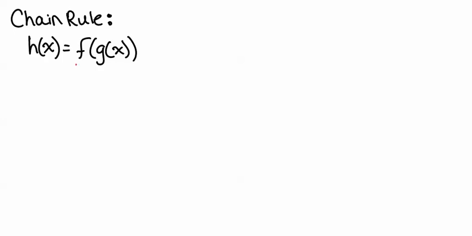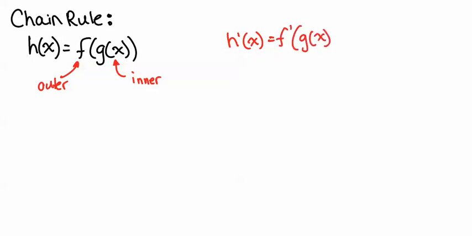So this would be the outer function, f of x, and g of x will be your inner function. So if you wanted to find the derivative of that, h prime of x, you would first find the derivative of the outer function, f prime of g of x, and then you would multiply it by the derivative of the inner function. So you're taking the derivatives of both functions. You just have to do the outer one first and leave the inner one the same, and then do the derivative of the inner function.